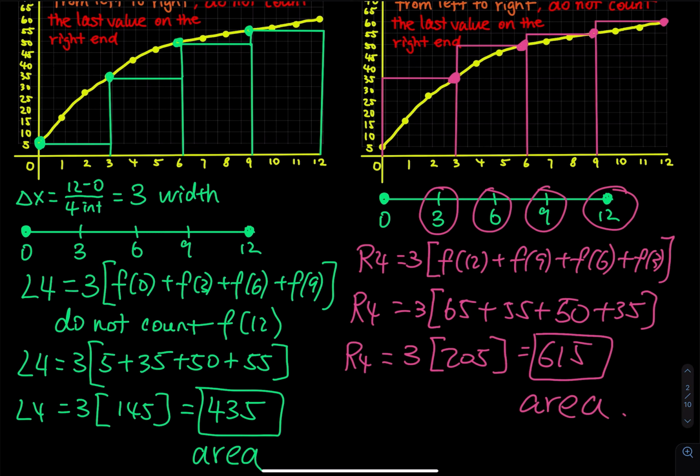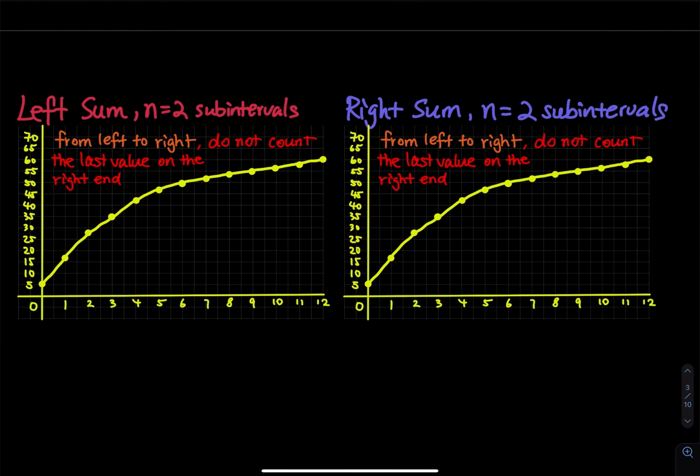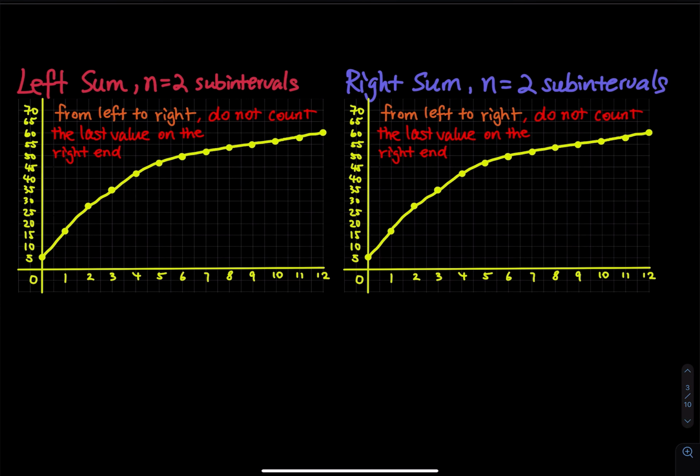And then let's try two intervals. What happens when we use two intervals? This is going to be easier, but less accurate because we will have a lot of overestimate and underestimate. So delta x equals 12 minus 0 divided by two intervals, so each interval has a width equal to 6.